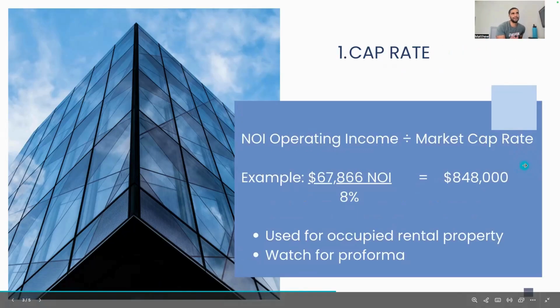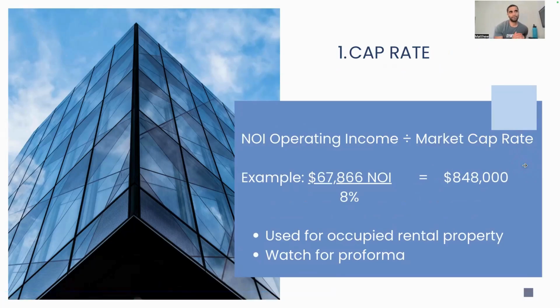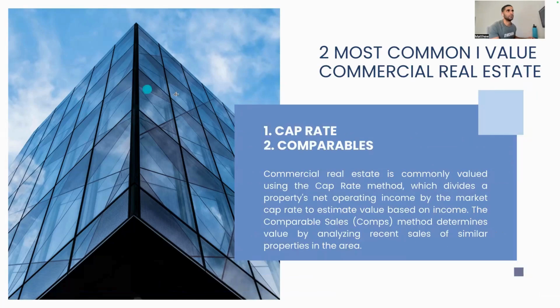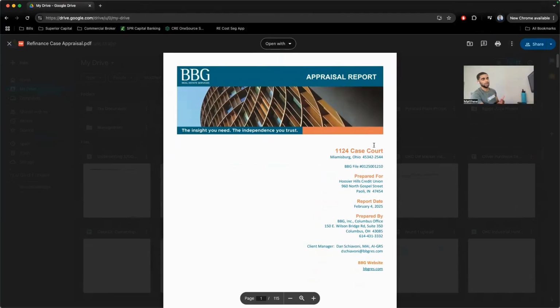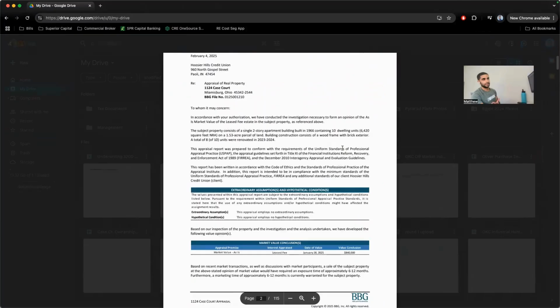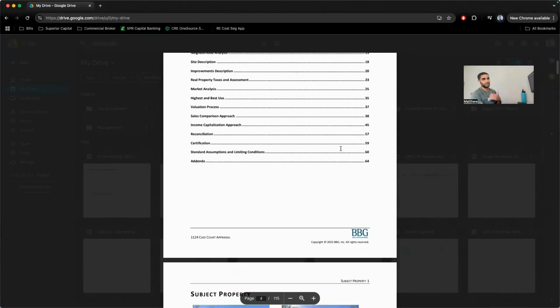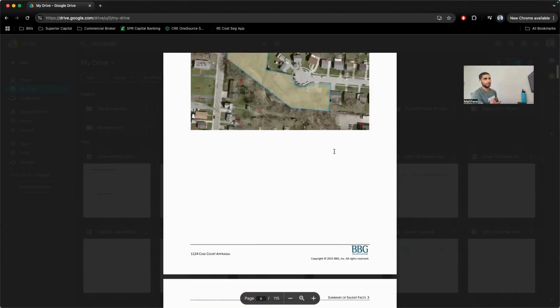First, let's deep dive the cap rate method. So the cap rate's simple. You get the net operating income of the building, okay, and then you divide that by the market cap rate. So I'm going to give you an example actually from an appraisal that I have here. So this is an appraisal that I did for a 10 unit in Ohio, and this is the appraisal report, and I'm going to show you how they use the cap rate in order to value this property.